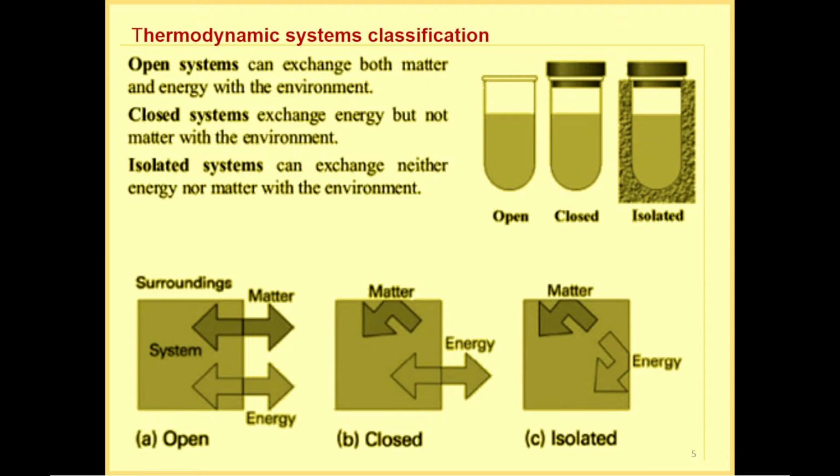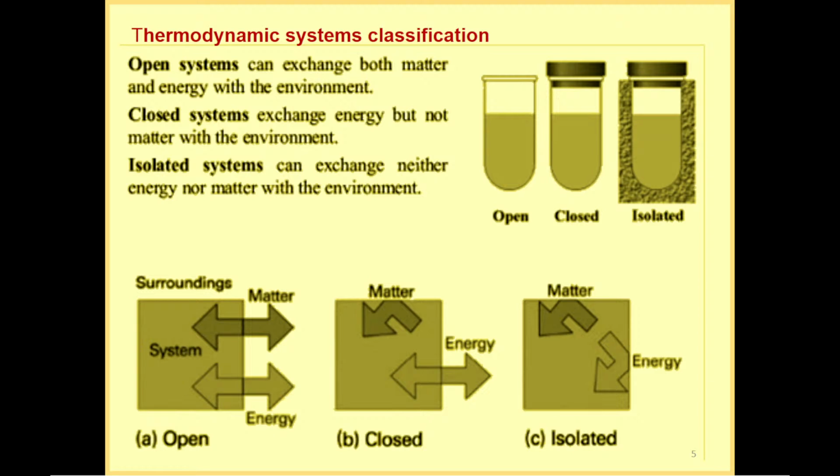Open systems can exchange both matter and energy with the environment. Closed systems exchange energy but not matter with the surrounding. And an isolated system can exchange neither energy nor matter with the surrounding.